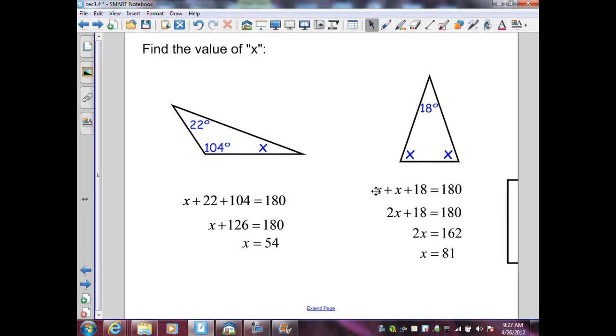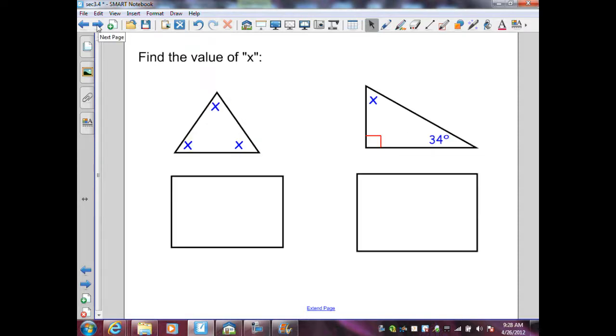On my next slide, I have 2 angles in my triangle that are equal, but still I know the 3 angles must add up to 180. So x plus x plus 18 equals 180. Simplifying, 2x plus 18 equals 180. Subtract 18 on both sides. 2x equals 162. Divide by 2, x will equal 81.